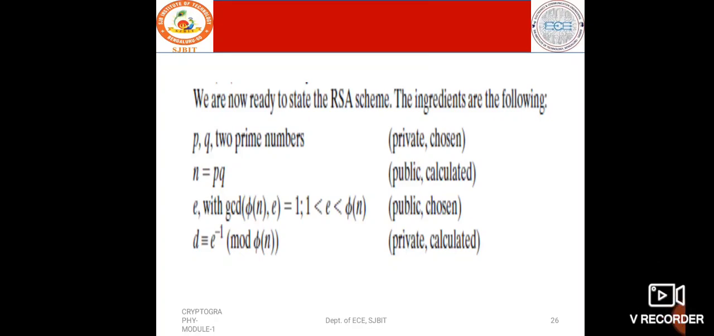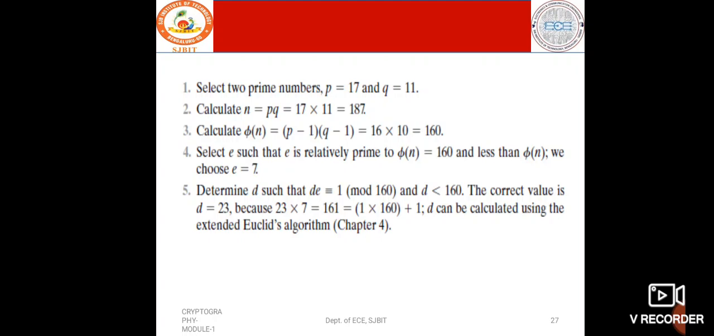So then B calculates C is equal to m power e mod n and transmits C. On receipt of this ciphertext, user A decrypts by calculating m is equal to c power d mod n. Summarizing this RSA algorithm, let us assume that Alice generates a public or private key pair, where Bob encrypts using Alice's public key and Alice decrypts using her private key. An example can be seen.